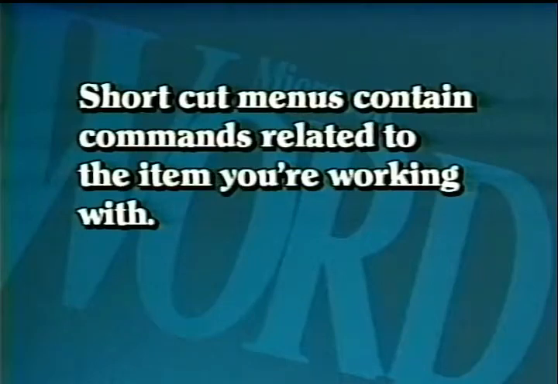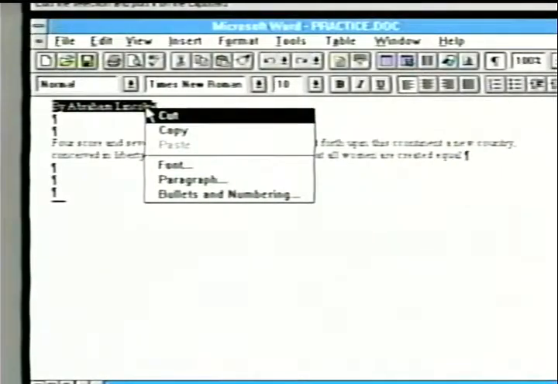Shortcut menus contain commands related to the item you're working with. They appear right where you are working. The number of commands and which ones are offered depend upon the area of text or graphics you are working in. Our selected text is very simple, so we are given some basic commands.